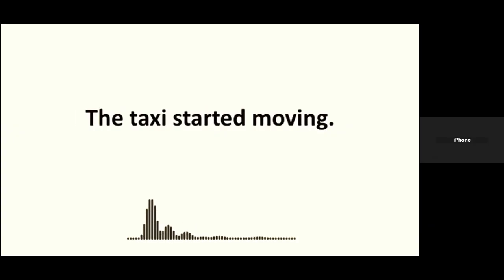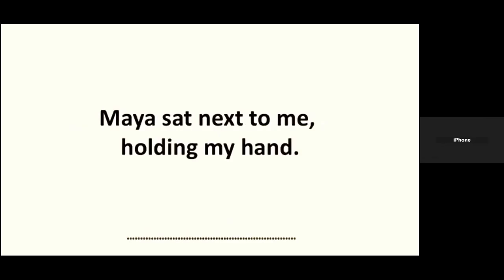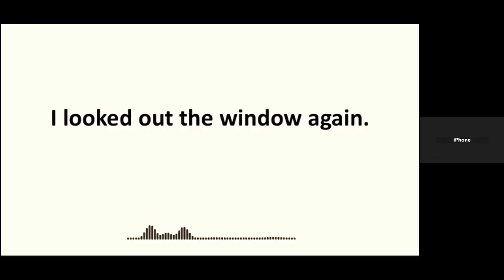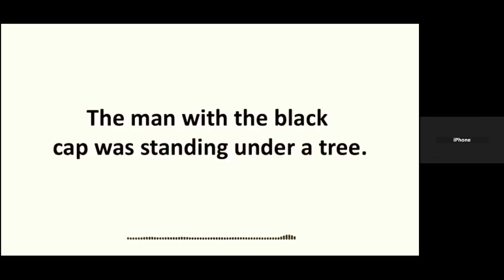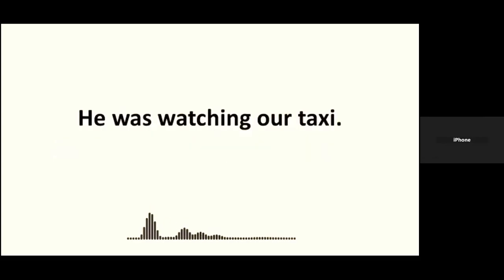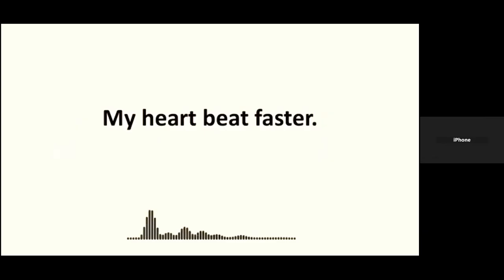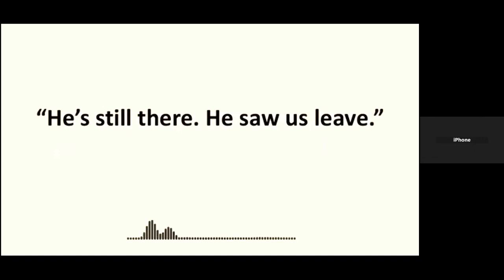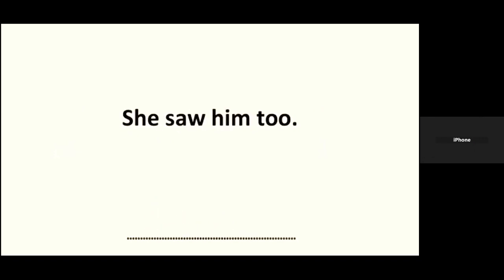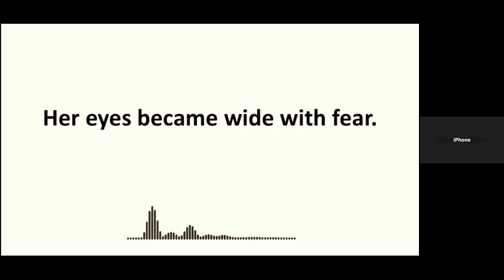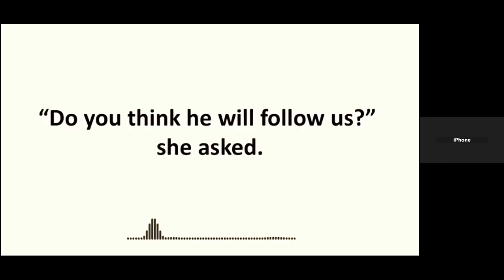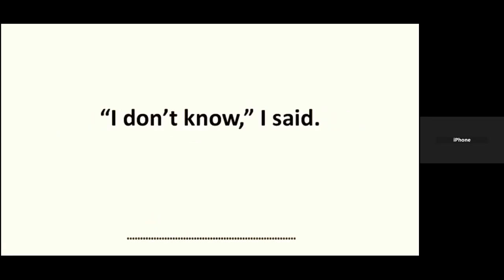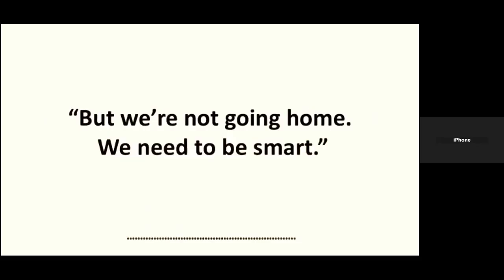The taxi started moving. Rain hit the windows. Maya sat next to me, holding my hand. I looked out the window again. The man with the black cap was standing under a tree. He was watching our taxi. My heart beat faster. "Maya," I whispered. "He's still there. He saw us leave." Maya looked out. She saw him too. Her eyes became wide with fear. "Do you think he will follow us?" she asked. "I don't know," I said. "But we're not going home. We need to be smart."